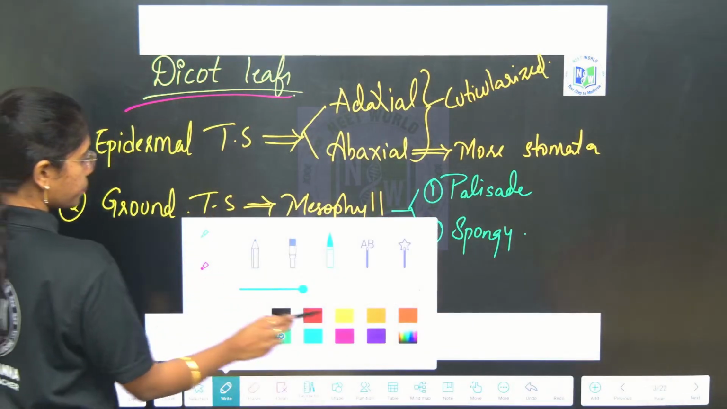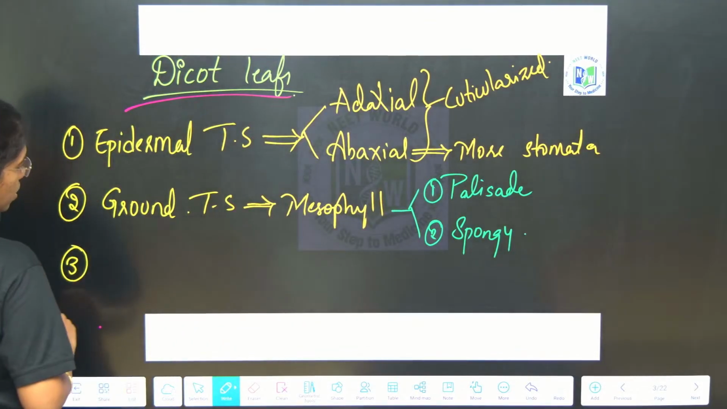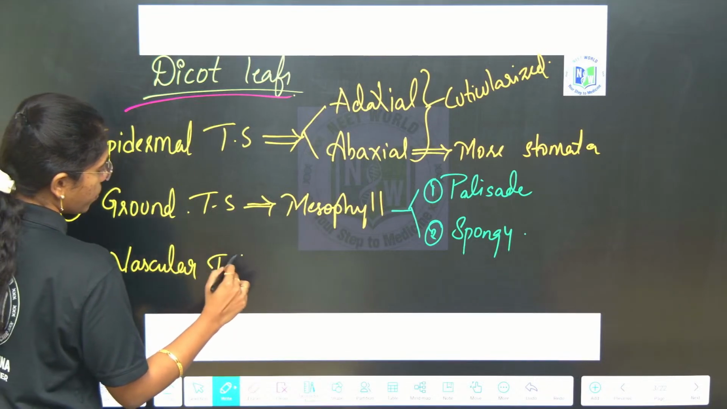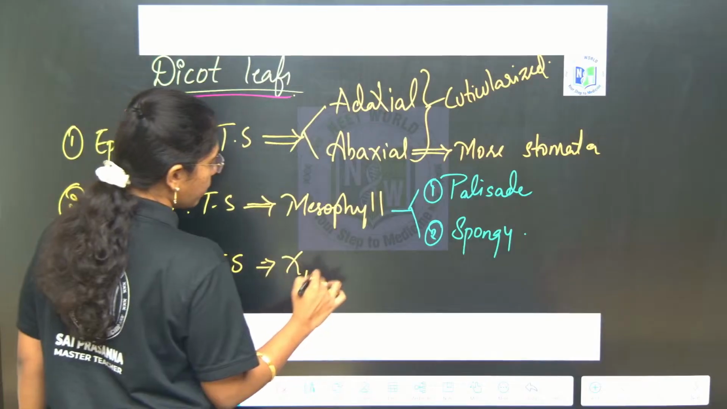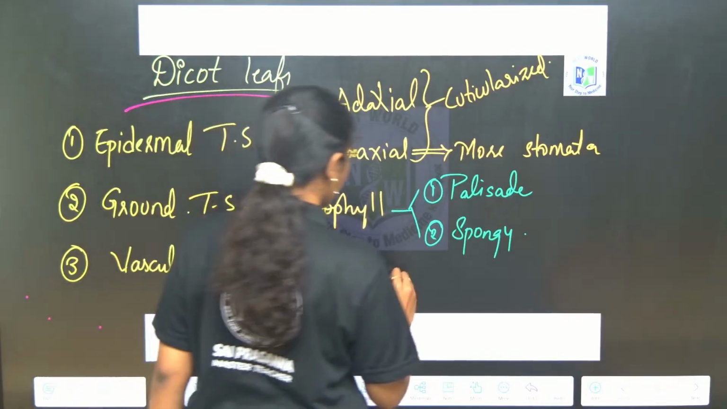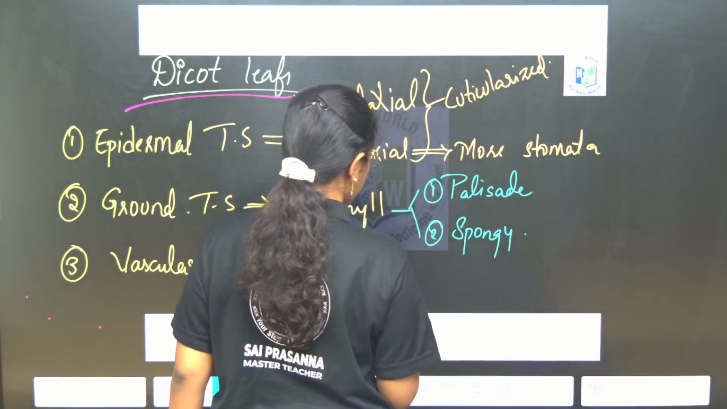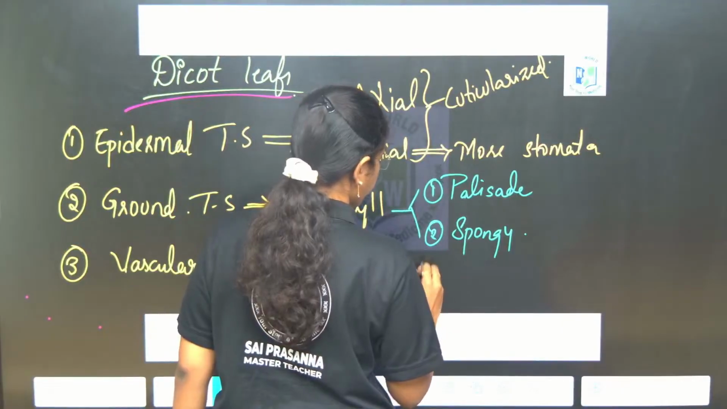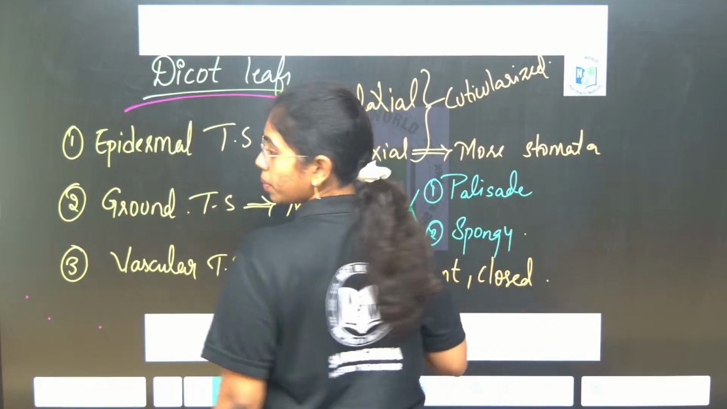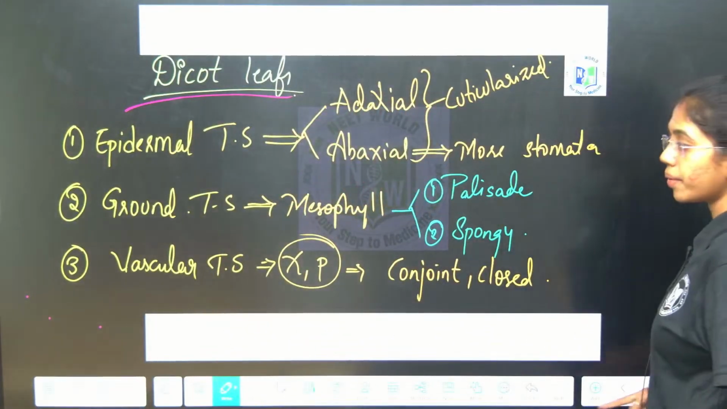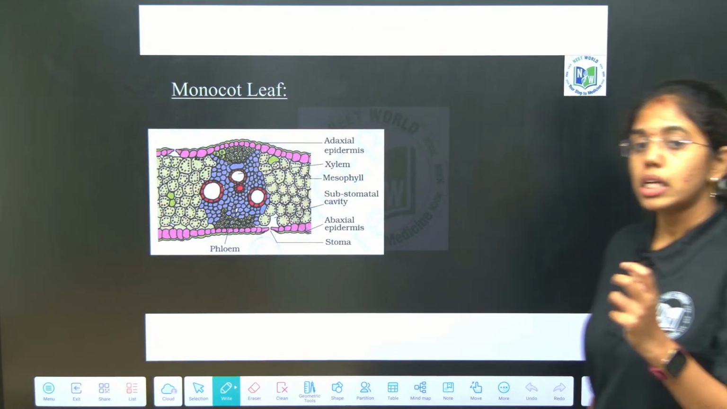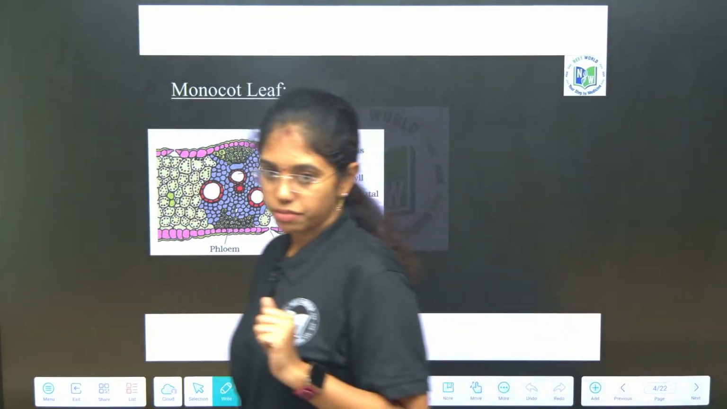Next is what? Third is vascular tissue system. Includes xylem and phloem. How are they arranged? Conjoint and closed. Simple, right? Any doubt anywhere? No, right? Yeah. Next, monocot leaf. It is much simpler than the dicot leaf's anatomy.